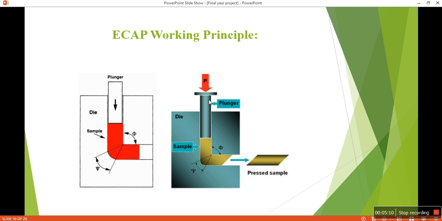This is the plunger. The sample is here. We can press it by the plunger, and when the sample comes to the bend position, strain increases. After the operation, the sample comes out and its mechanical properties are improved: hardness is increased, but grain size decreases.